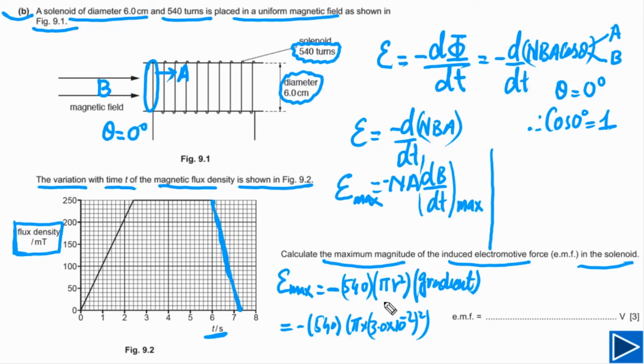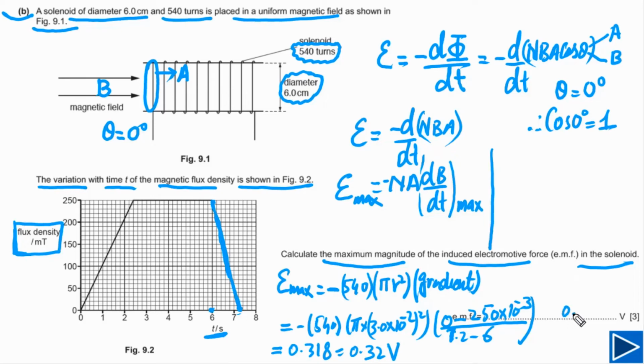At this point we have 250 and here we have 0. So it means 0 minus 250, but this is in millitesla, so we have to multiply by 10^-3, divided by time. This is from 6 to 7.2, so the time in this case is 7.2 minus 6. We can solve this and find the final answer. So the final answer in this case will be 0.318, or simply we can say it is equal to 0.32 volts. So this is our final answer.